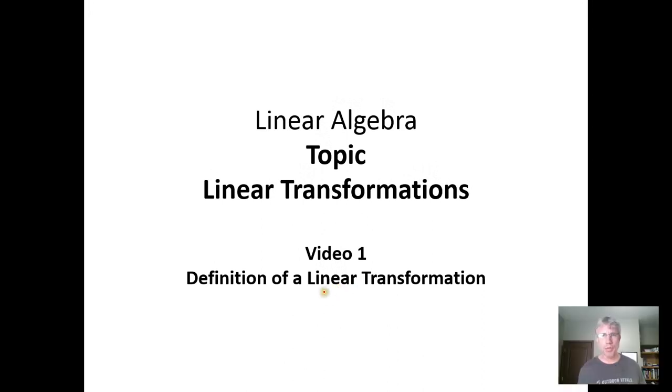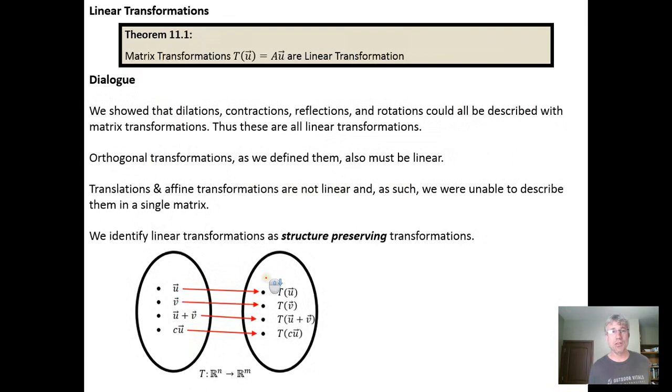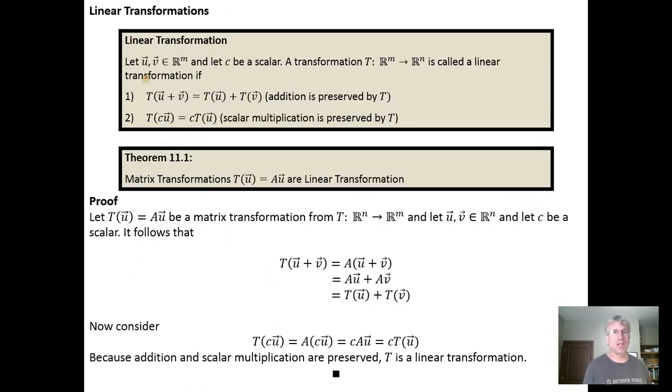So in this video we want to explain what a linear transformation is and then explain why matrix transformations that we saw in the previous homework assignment are actually linear transformations. So the definition of a linear transformation says let U and V be arbitrary vectors in Rm, so some m-dimensional space, and let C be a scalar. So C is just some real number, right? When we say C is a scalar, we're just identifying it's an element of the real numbers.